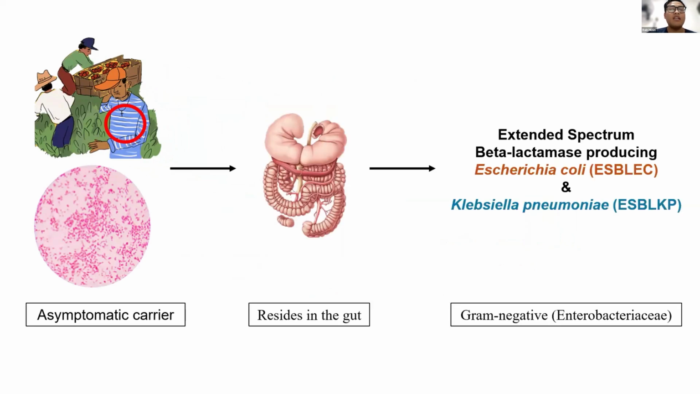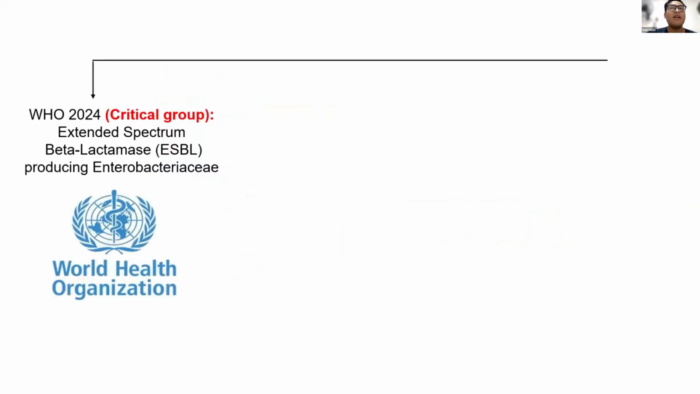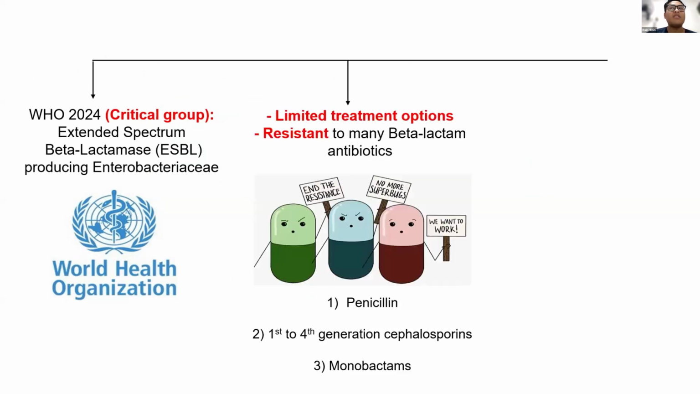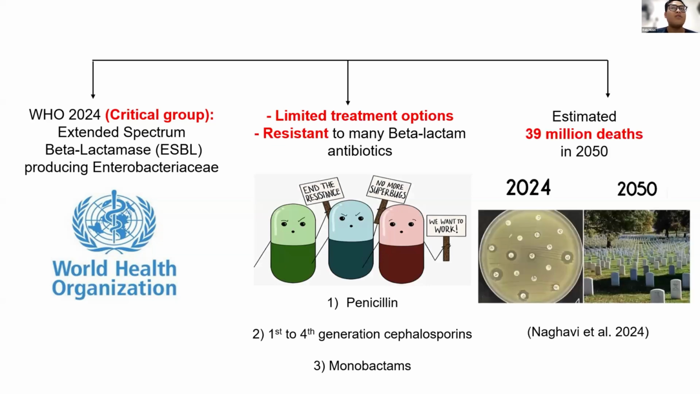While we warmly welcome migrant workers, they may unknowingly carry a pathogen we would rather not welcome. In this case, we are looking at the ESBL-producing E. coli and Klebsiella pneumoniae, which can reside in the gut. So why are these bacteria important? The WHO 2024 pathogen list placed them in the critical group due to their resistance to many beta-lactam antibiotics and limited treatment options. If left unchecked, this could contribute to an estimated 39 million deaths by 2050.